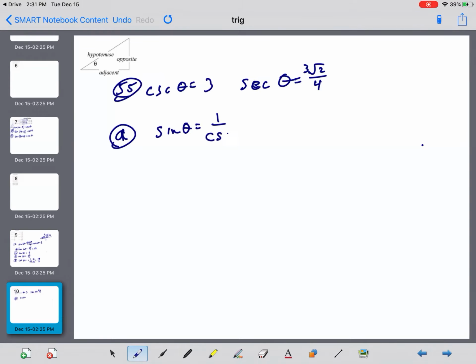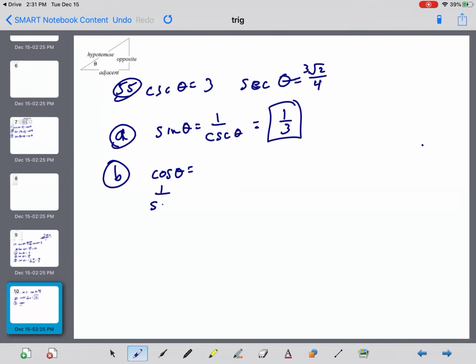First thing you're asked for is sine theta. And sine theta is 1 over cosecant theta. So it's the inverse of cosecant, so it's going to be 1/3. And that's it for A. All right. Now, part B asks for cosine theta.